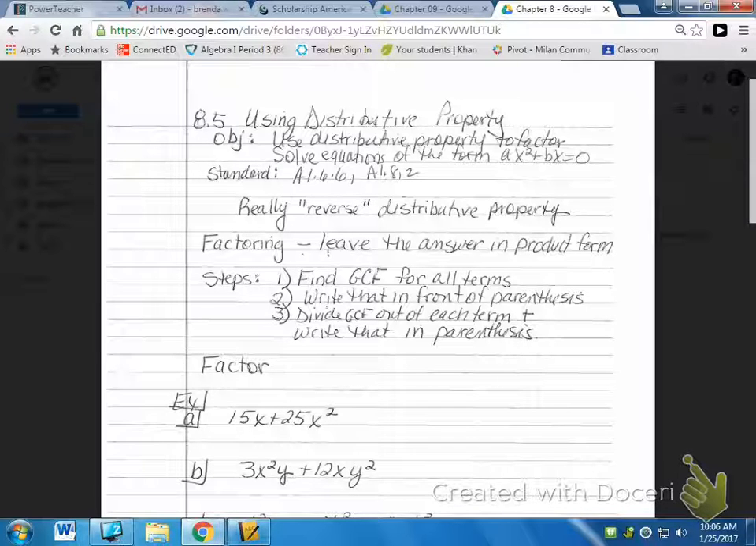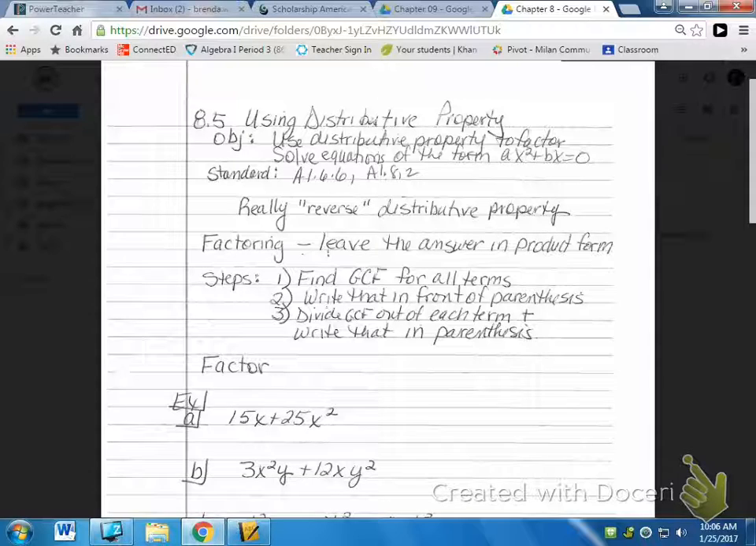So here's the deal. These are the steps we're going to follow. You're going to find the GCF, greatest common factor for all terms. You're going to write whatever that GCF is in front of a set of parentheses. Then you're going to divide out or factor out the GCF from each term and write what's left in parentheses. All that together probably sounds a lot more complicated than it really is. I think this first part you'll be fine with.